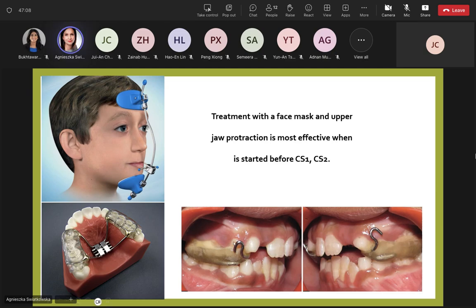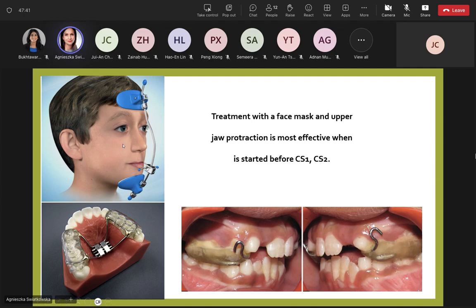And hooks should be at the level of the first deciduous molars, because when the patient is under 10 years old, usually we expect that we'll have in this position deciduous first molars. Patient should wear this appliance for about 12 to 14 hours per day, after school and during sleeping.